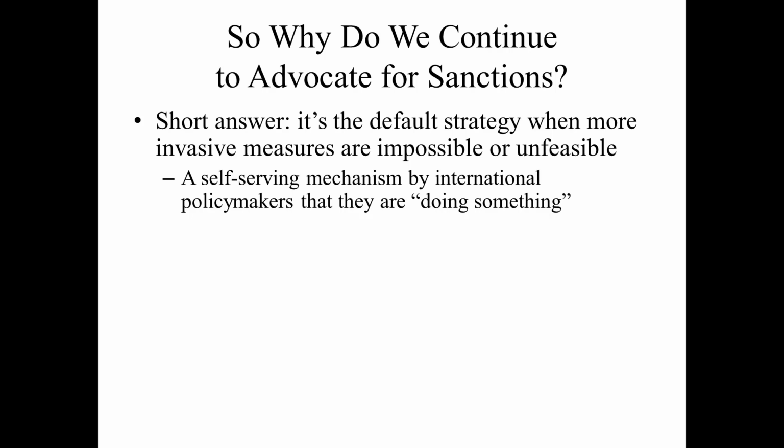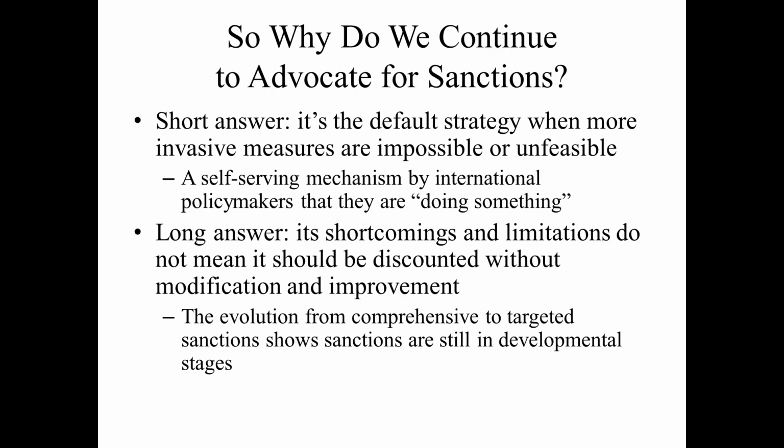And we just hope that eventually the target government will come see the error of its ways. Maybe pressure at some point down the road will force them to comply. Right now, this is all that we can really do. And it's not really much of an answer. It's a short-term answer, and it acknowledges what limited options are available. But a more long-term explanation for why we continue to advocate for sanctions is that its shortcomings and limitations don't necessarily mean that the concept of sanctions should be discounted without any modification or improvement.